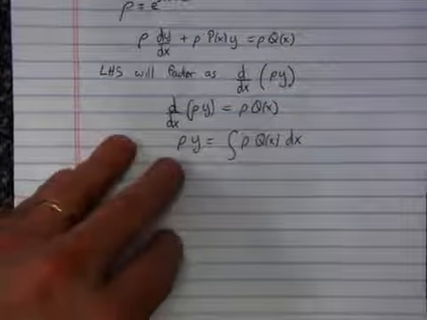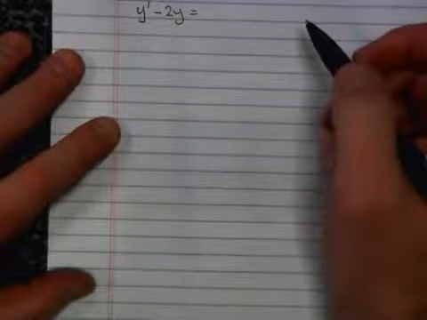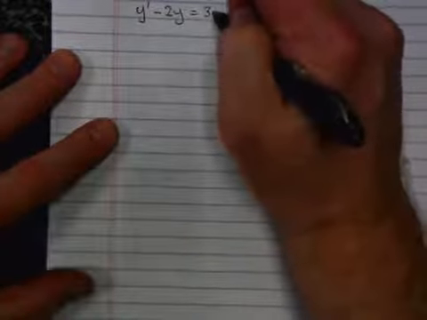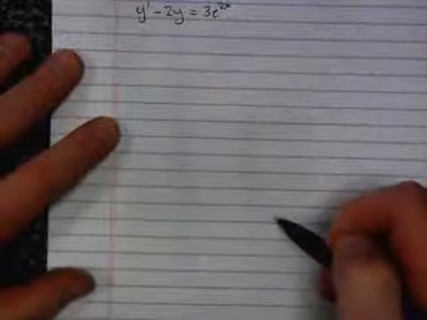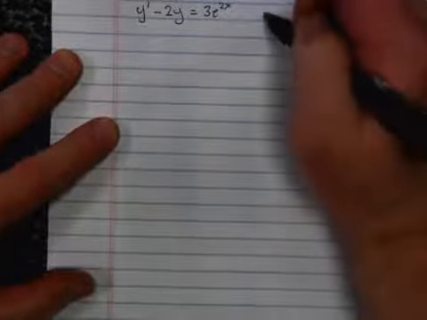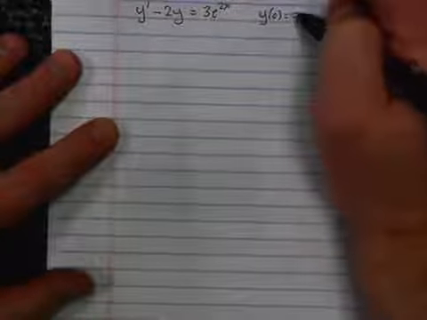Well, let's try one. Looks scary. y prime minus 2y equals 3e to the 2x, and this one even has an initial condition, y of 0 is 0.